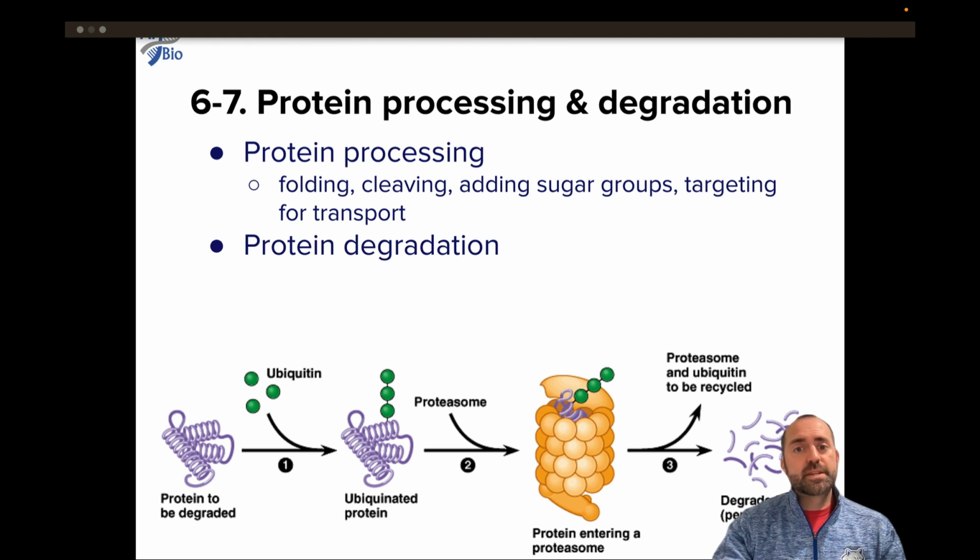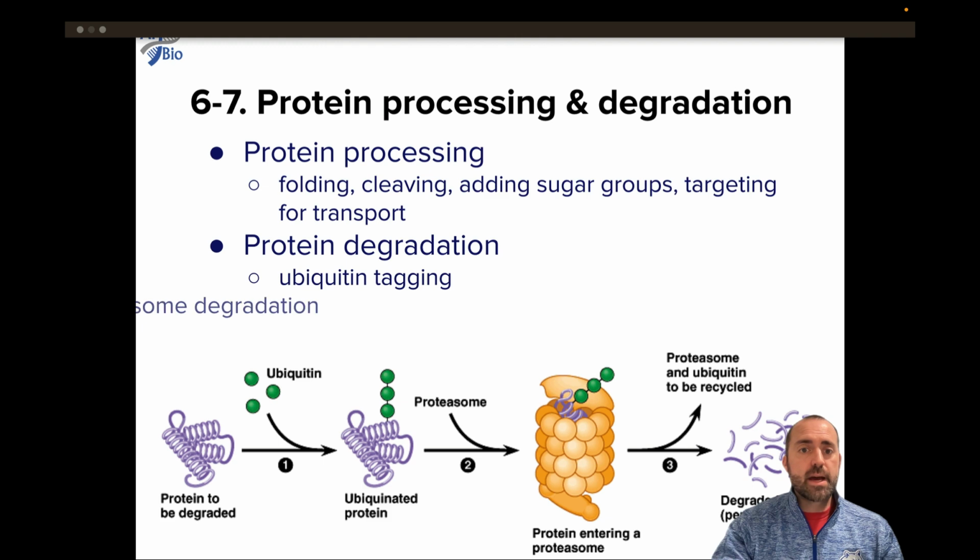And then you have protein degradation, where proteins eventually get broken down. Everything in a cell is going to be recycled. Ubiquitin is a chemical that attaches to proteins that the cell is marking as needing to be broken down. It marks this is the protein that we need to break apart and reuse its pieces.